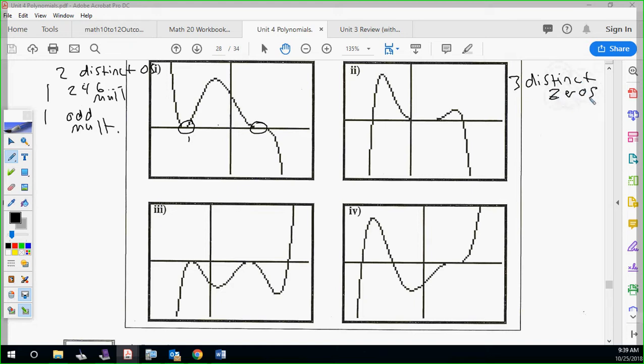What type of multiplicity do you think this one is? 1. Right, that's 1. And that's 1. So we're going to call these 2 real zeros of 1. Because 1's different than 3, 5, 7. Do we understand that? How do you tell the difference? Here, it changes concavity. Here, it doesn't. That's how you can see the difference between the 1 versus the 3, 5, 7s.